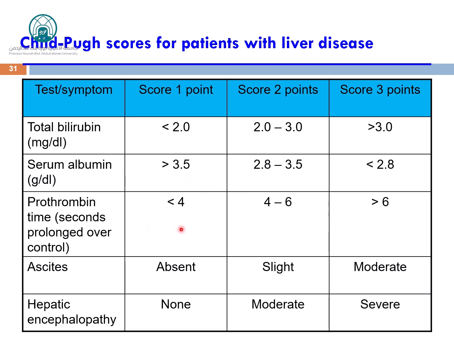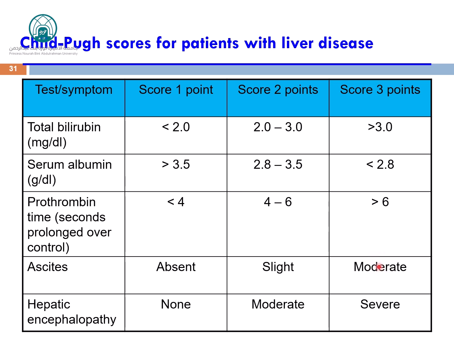If it is more than 6, it is score 3. It takes longer time for prothrombin time. Ascites: if it is absent, no ascites, score 1. If it is slight, score 2. If it is moderate ascites, it will result in score 3.